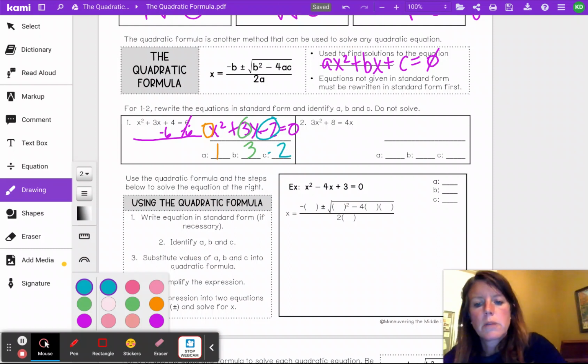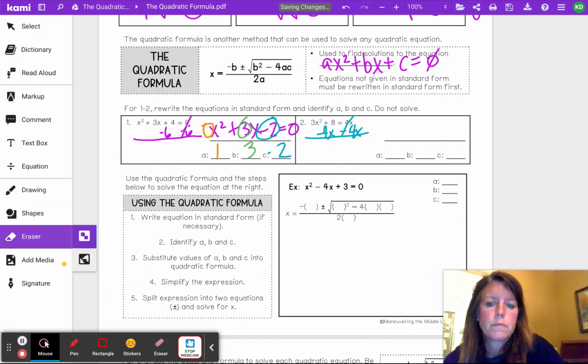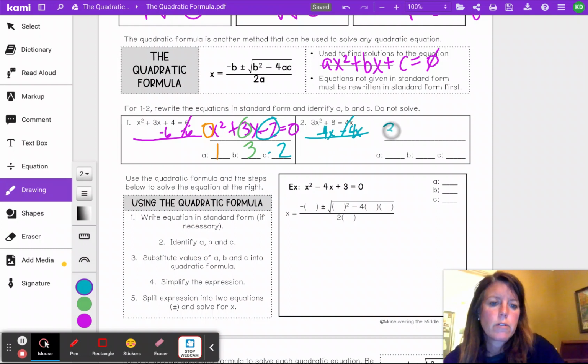Okay, same thing for number 2. I'm going to move my 4x over because we want everything on the same side. So now we have 3x squared minus 4x. And make sure you write it in order. Don't do like 3x squared plus 8 minus 4x. I mean, it's fine, but you want to keep everything in order.